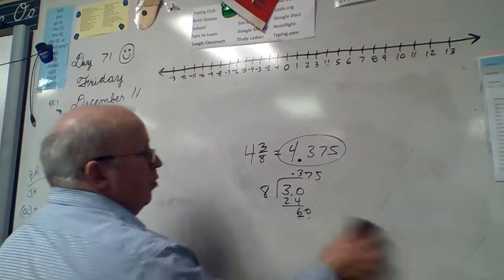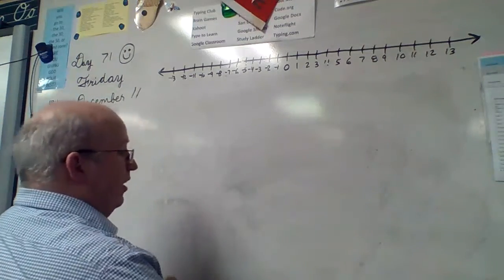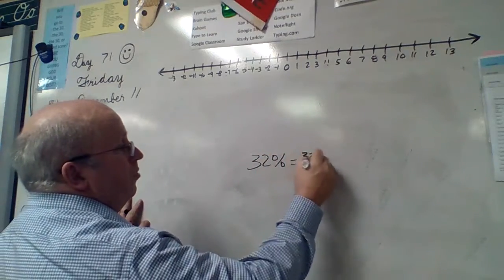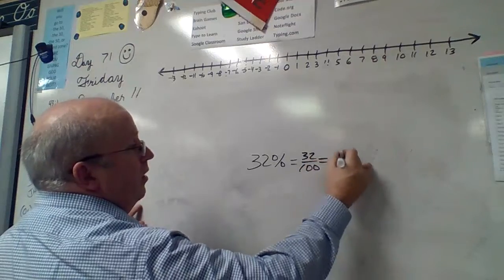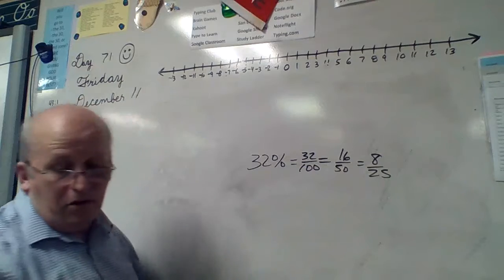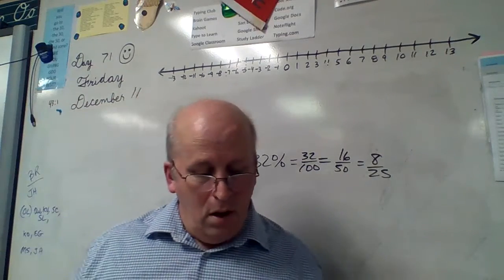How about 34%? How do I change a percent to a decimal number? I'm sorry, to a fraction rather. Well, just put it over 100 and simplify if you need to. In this case, it ends up being 8/25.